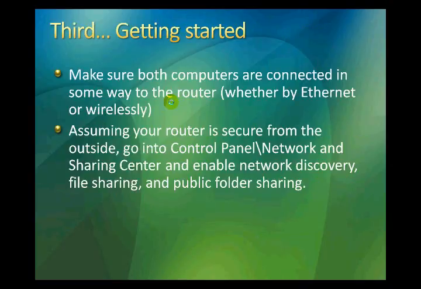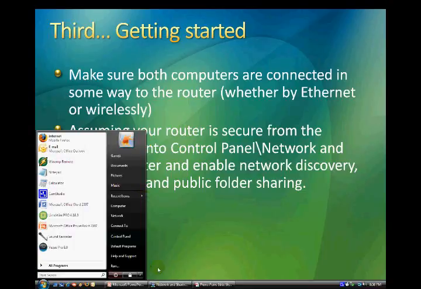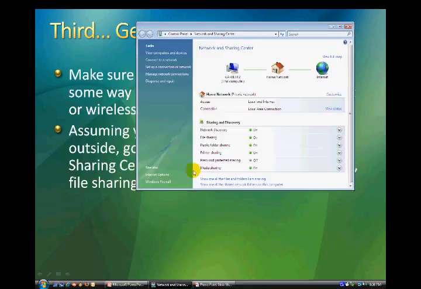To get started, we're going to make sure both computers are connected in some way to the router, whether by Ethernet or wirelessly. And assuming your router is secure from the outside, make sure you go into Control Panel and your Network and Sharing Center and enable Network Discovery, File Sharing, and Public Folder Sharing. An example of this would be right here. I'm going to make sure these three are on. I share a printer through my house as well.